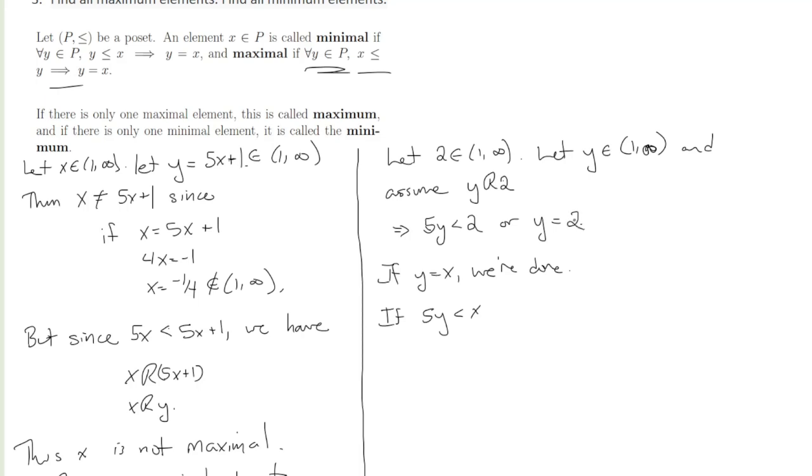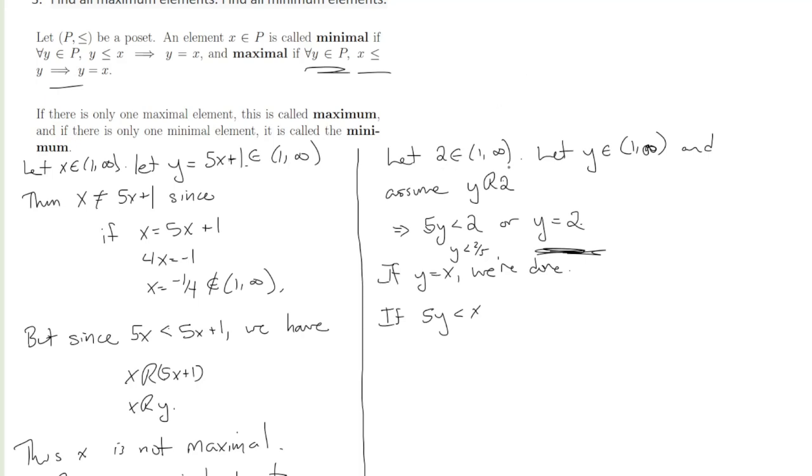Well, look at that. Can it ever be that 5y is less than 2? If 5y is less than 2, then y is less than 2/5. Oh, wait, that never happens. Oh, okay. There is no y so that 5y is less than 2. And so if y is related to 2, then guess what? y equals 2. Oh, that makes it minimal, doesn't it? That makes 2 minimal.